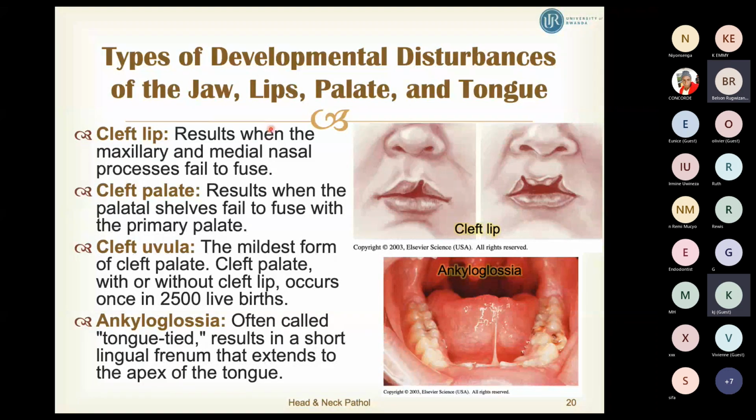So I think we said this last time: a cleft lip, a cleft palate, then a cleft uvula, the mildest form of the cleft palate. So it is a cleft palate with or without a cleft lip, which occurs in 1 in 2500 births.